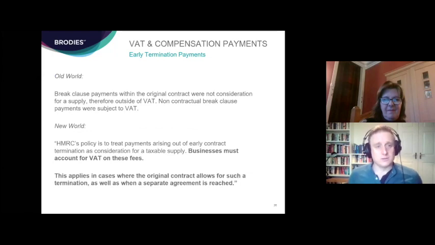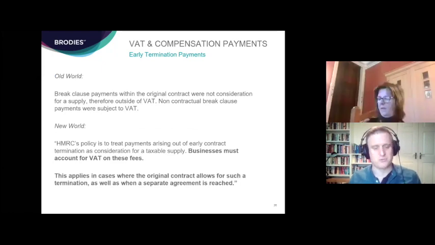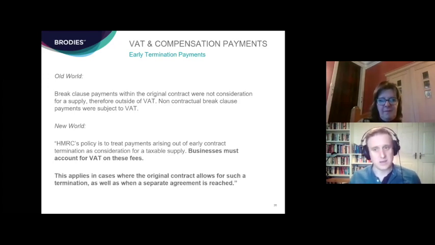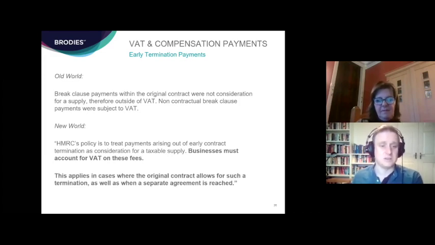Under their old guidance, HMRC had a fairly clearly delineated position on when a compensation payment was within VAT and when it was outside of VAT. And this was to deal with various cases which gave seemingly contradictory results. But broadly, HMRC's view was, if your contract provides in its terms for, say, a right of termination or liquidated damages, then someone exercising a termination right and paying the attached cost per the contract, that was outside of VAT.